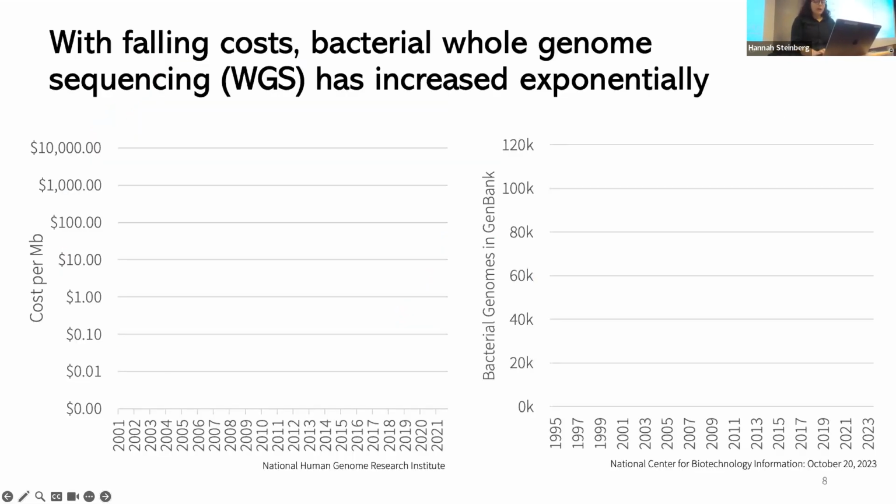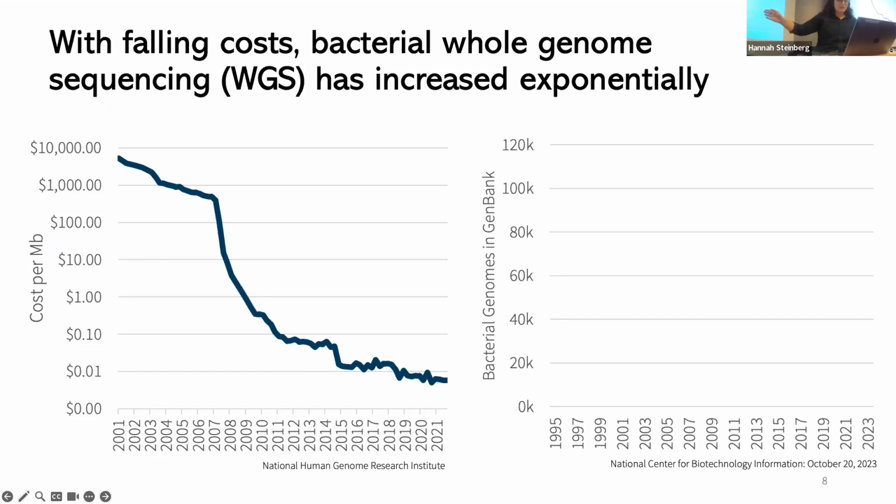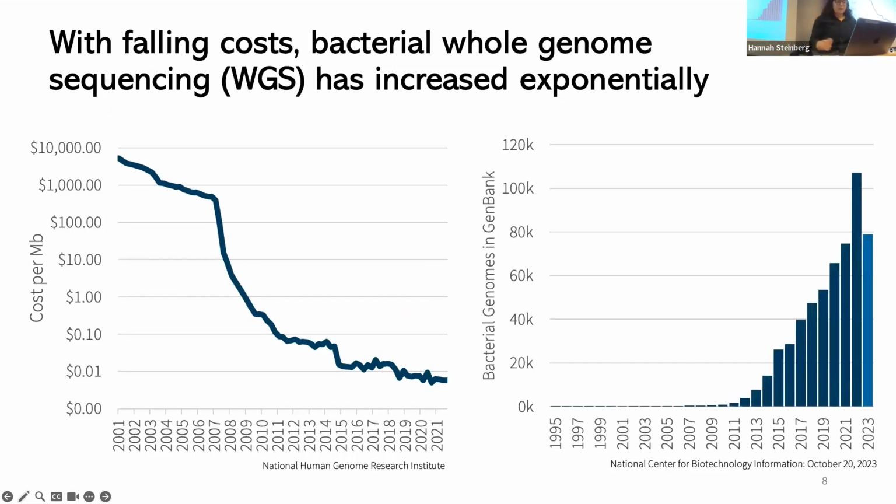So basically, over the last 2 decades, the price of whole genome sequencing has dropped exponentially. As a result of that, the number of bacterial genomes being sequenced has increased exponentially. And now that we have the data, we have to come up with robust methods in order to incorporate these data into our studies.